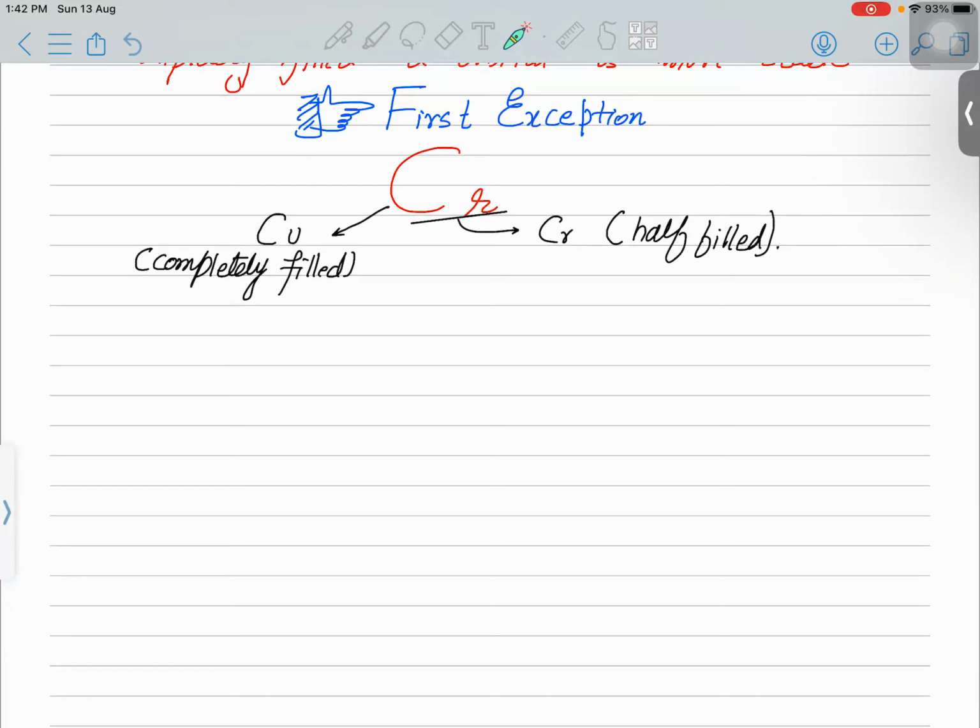Now next is marking scheme and your electronic configuration. You may get confused to see the marking scheme, right?